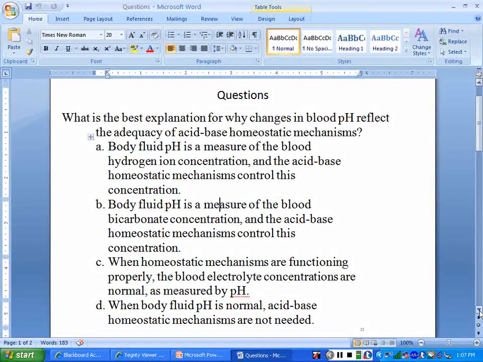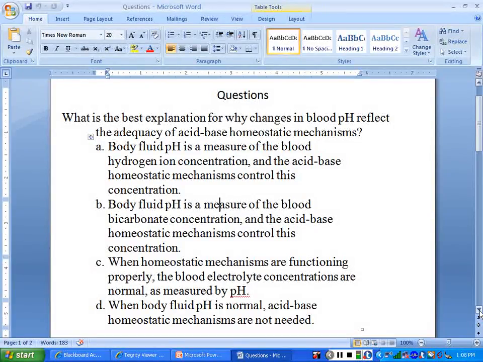Okay, so how many people think that A is the answer? Okay, a couple of hands. Okay, B, C, and D. Okay, so I'm either going to assume that y'all can't read it, or what's the issue? Let's just try it, okay?